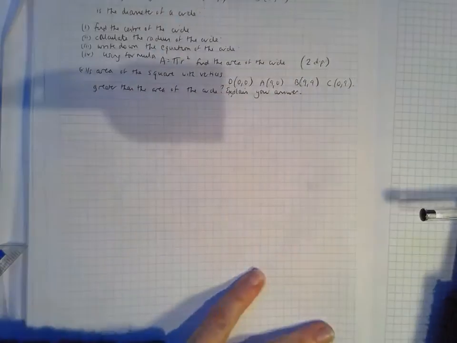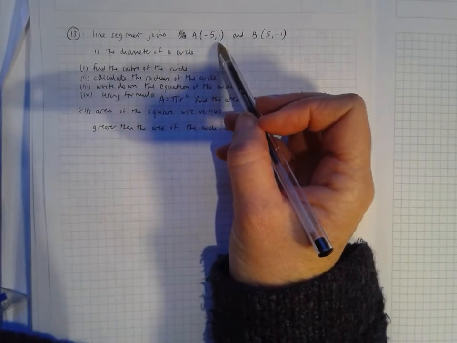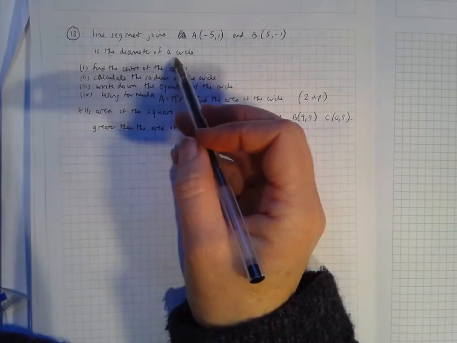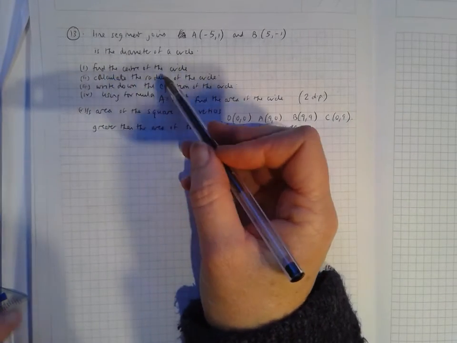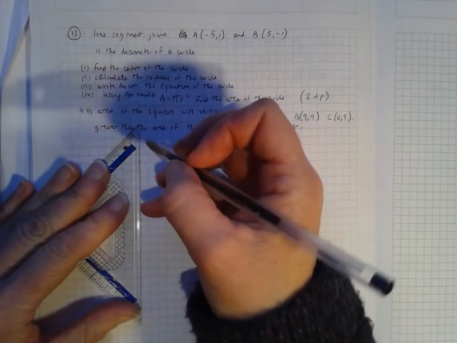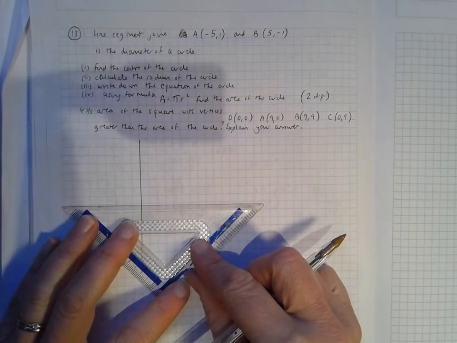Now here's the next question. A line segment joins A (-5, 1) and B (5, -1), and it's the diameter of a circle. Find the center of the circle. So the first thing I'm going to do, actually, I'm not asked to construct this one, I think. What I'm going to do is just draw a sketch so that we can visualize what's happening.